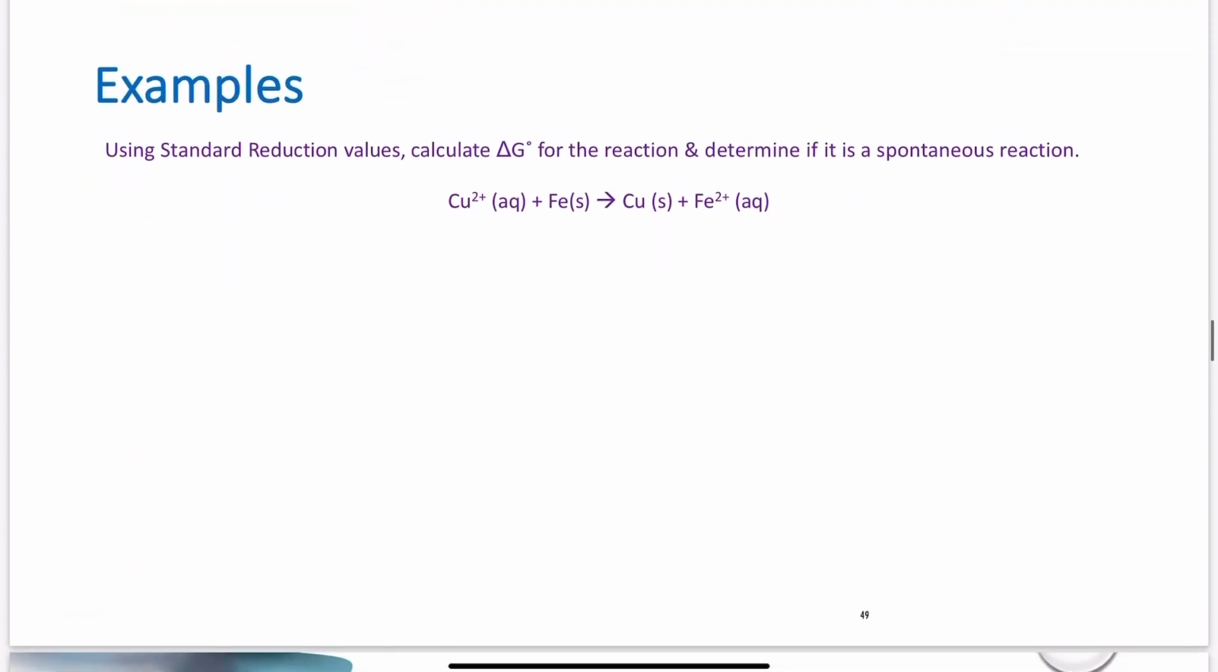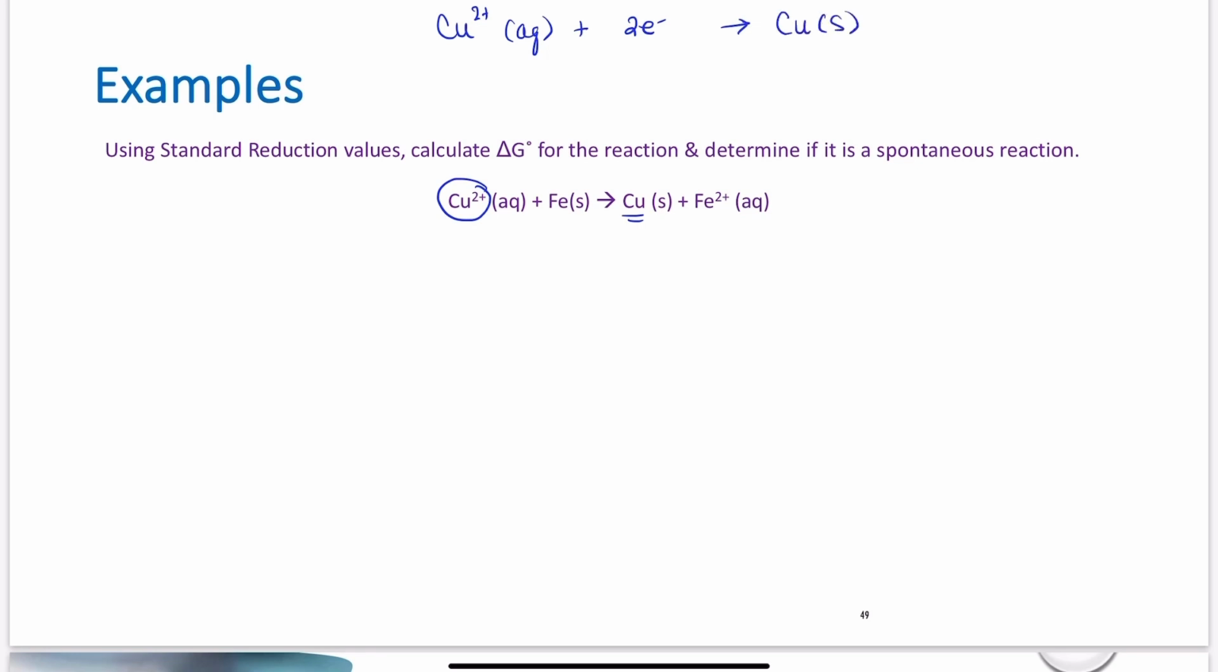And our last example for this unit. Using standard reduction values, calculate delta G for the reaction, and determine if it's a spontaneous reaction. I've got copper 2 plus reacting with iron solid to give me copper solid and iron 2 plus. So, what's going on here? Well, it's clearly telling me which one's reacting with what, right? I've got copper 2 plus going to copper solid. In order for that to happen, copper 2 plus aqueous plus 2 electrons gives me copper solid.